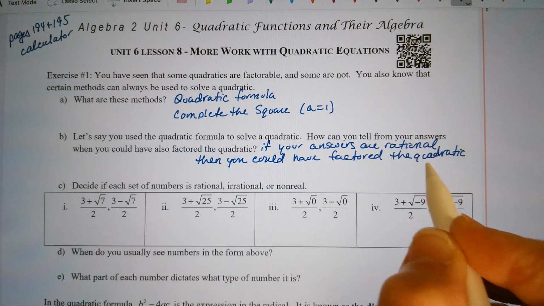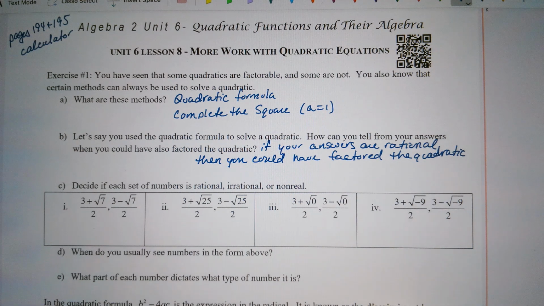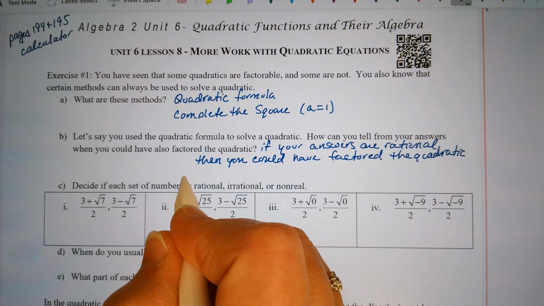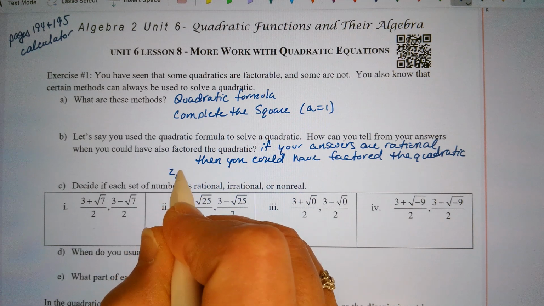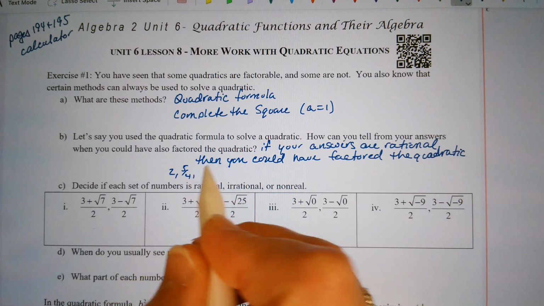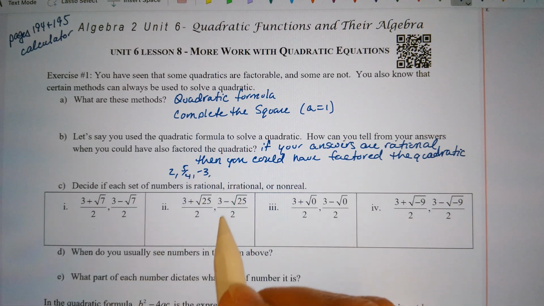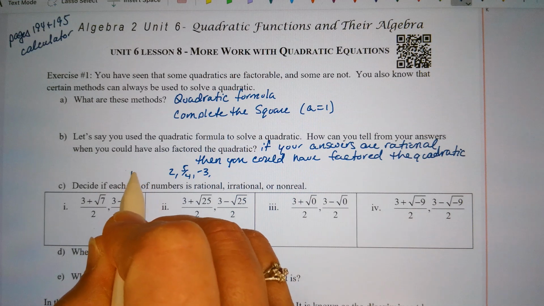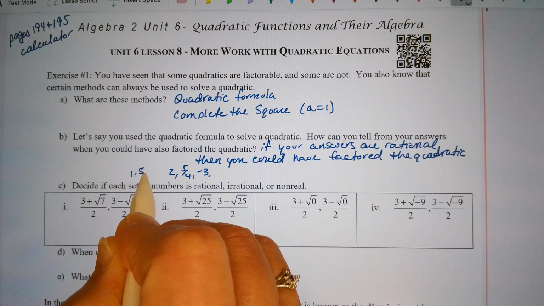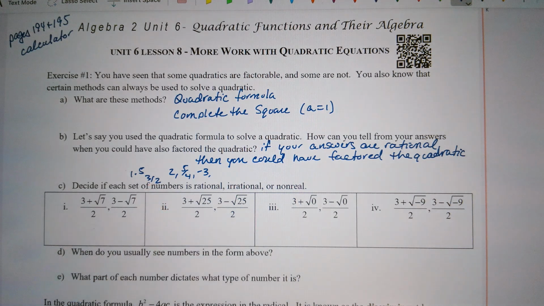And remember, what is a rational number? A rational number is any number that can be expressed in the form of a fraction where your numerator and denominator are integers. So decide if each set of numbers is rational. Things that are rational are 2, 5/4, -3. 1.5 is rational because it can be expressed as 3/2. So any terminating decimal or integer or fraction is rational.